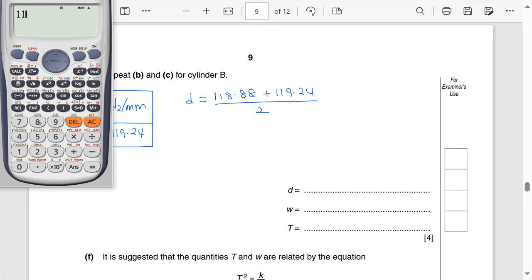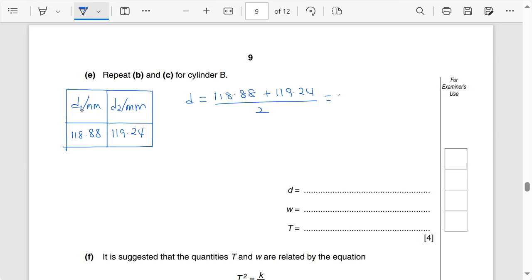So 118.88 plus 119.24 divided by 2. So she got 119.06 millimeters. So that is the diameter, 119.06 millimeters. Then W, remember W was just subtracting.